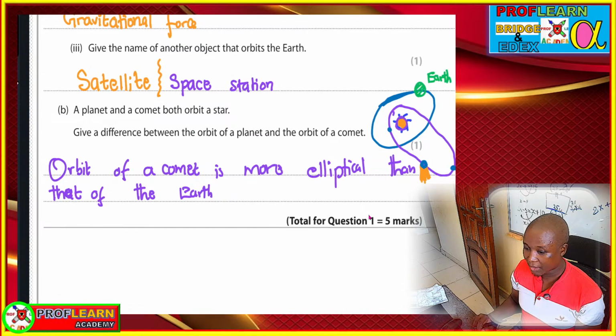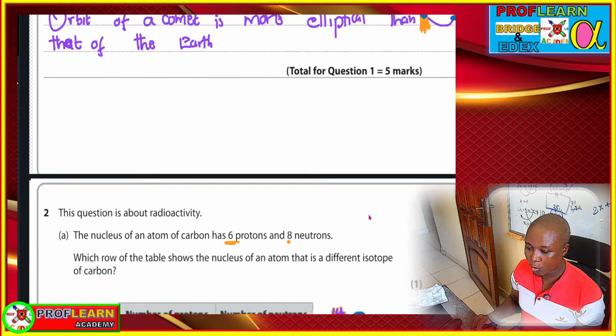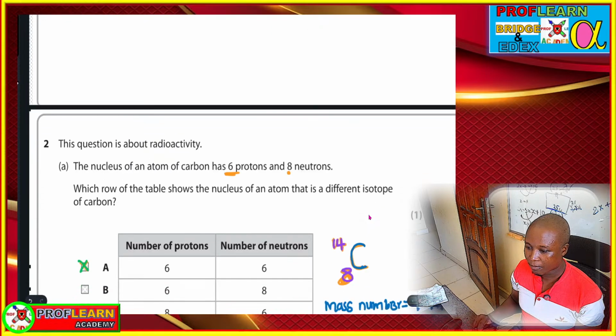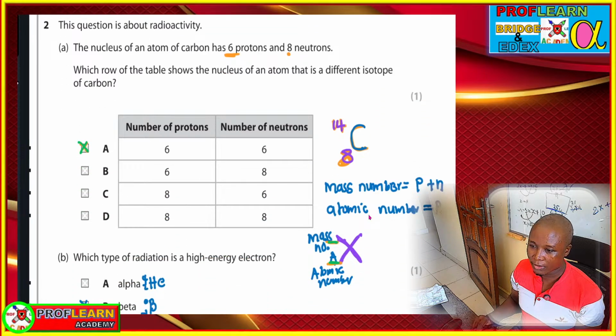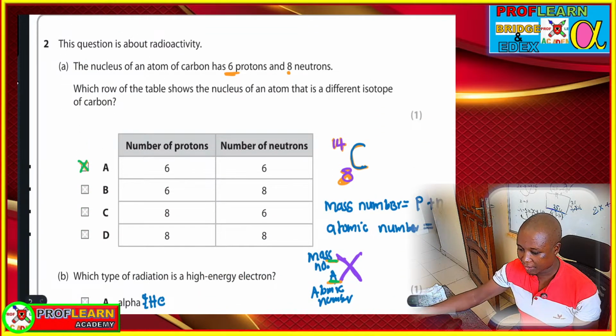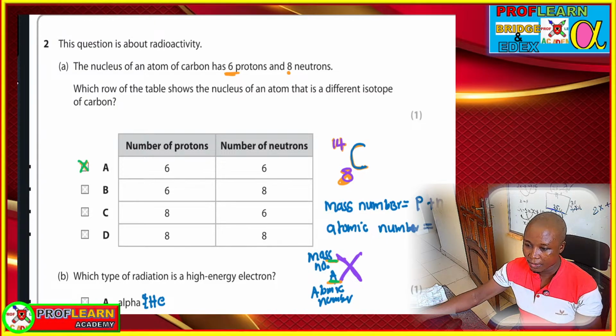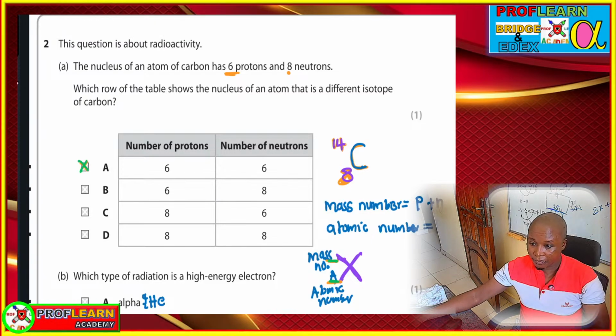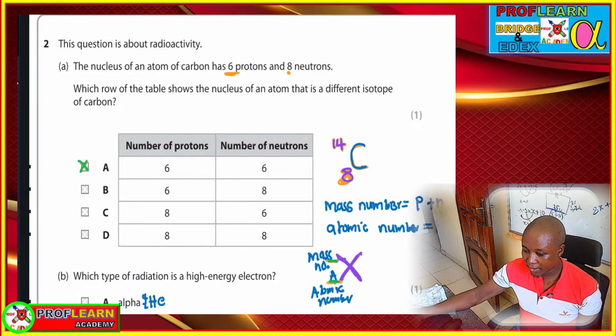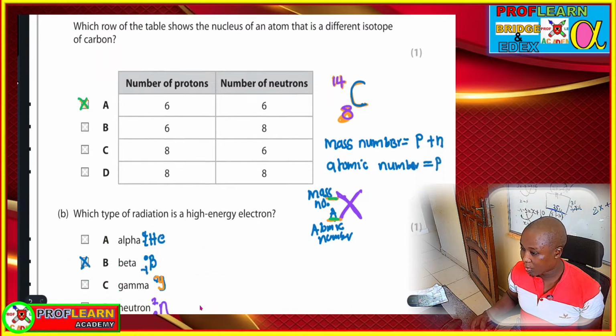Basically, that is it. We need to look at question number 2, and question number 2, we are told, is a question about radioactivity. So it's a question about radioactivity, which means that we need to know how to answer a question to do with radioactivity.